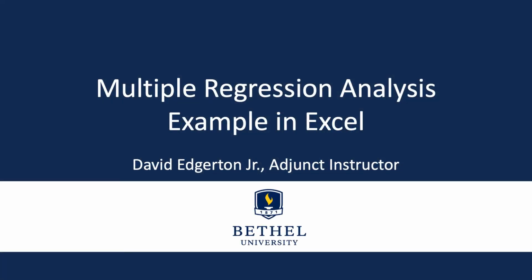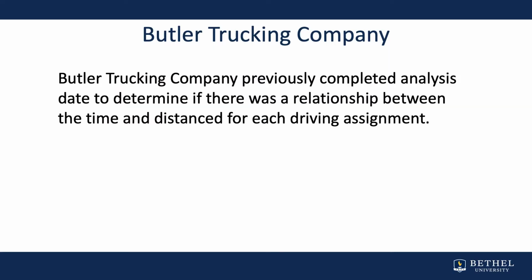In this short video, we're going to talk about multiple regression and how we can use data to determine a relationship between multiple independent variables and one dependent variable. In a previous example, we used the fictitious company called the Butler Trucking Company to figure out if there was a relationship between the time of delivery and the distance that the truck drivers had to travel in order to make those deliveries.